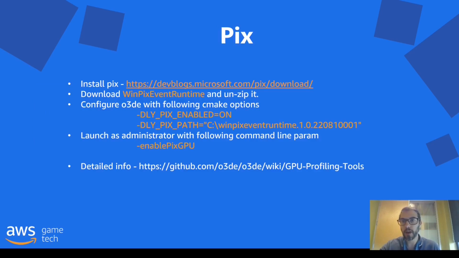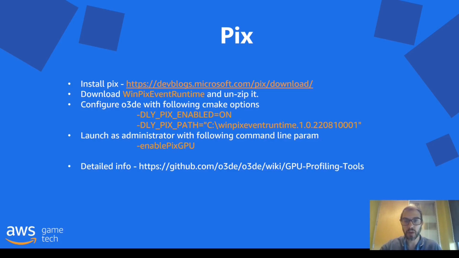Let's take a look at PIX. In order to get PIX to work, you have to install PIX, and there's a link where you can install it. You'll have to download the WinPixEventRuntime. You will have to configure your O3DE application with the following CMake options: LY_PIX_ENABLED equals ON, and LY_PIX_PATH equals wherever you have downloaded and unzipped WinPixEventRuntime. You will launch PIX as administrator, and you'll use the following command line parameter, -enablePixGPU. For detailed information, you can go to the GitHub website and follow the steps there.